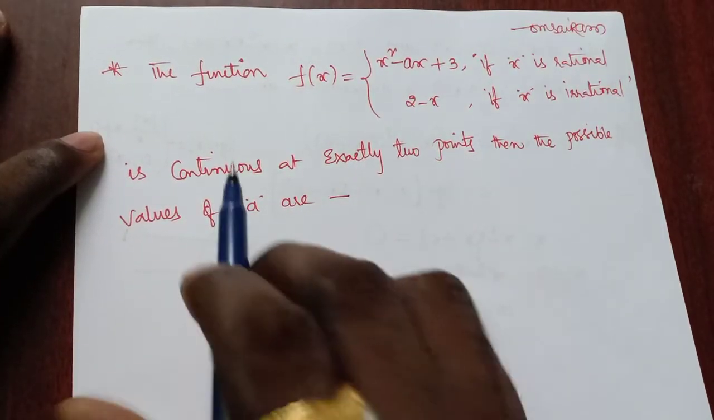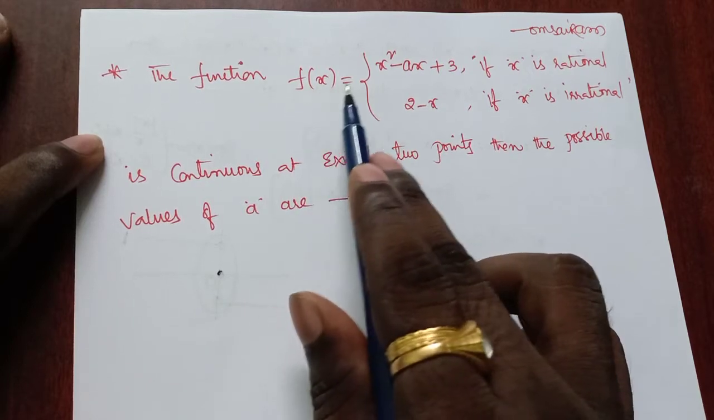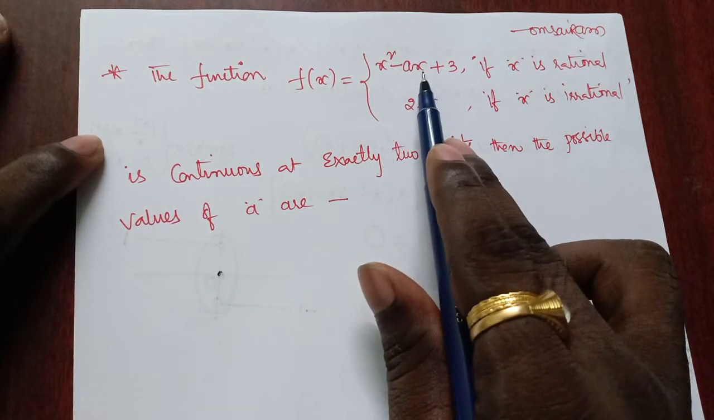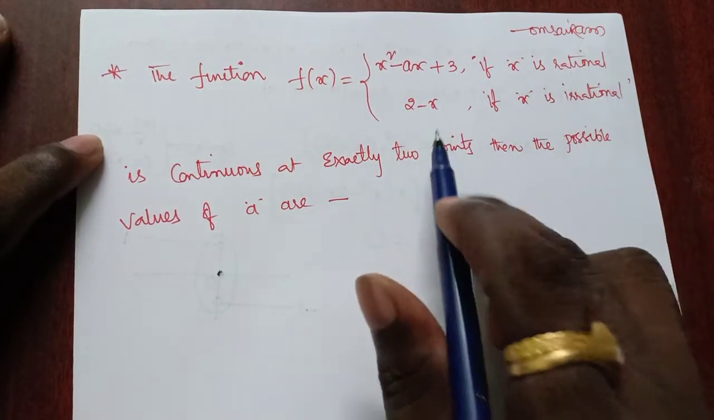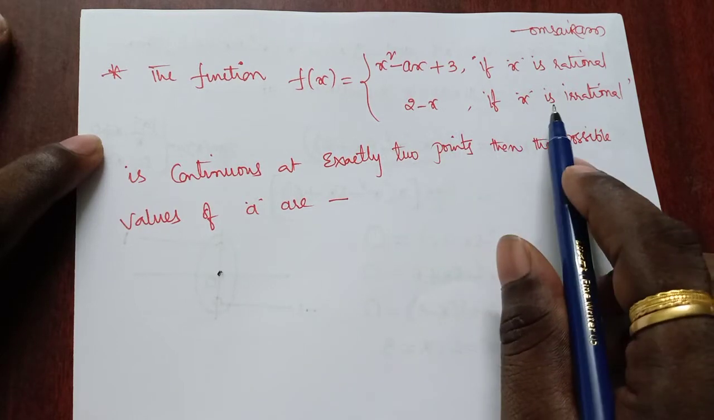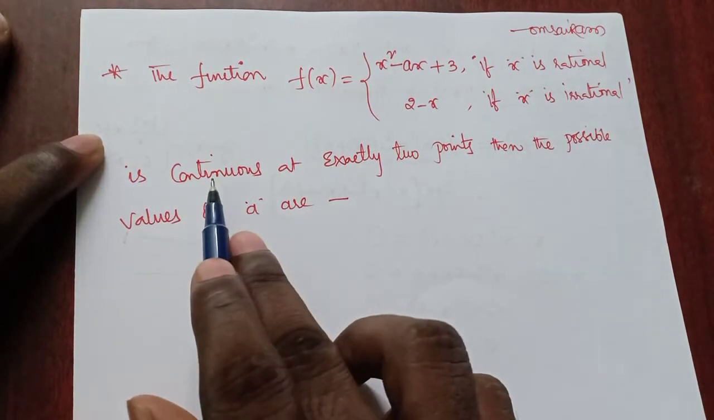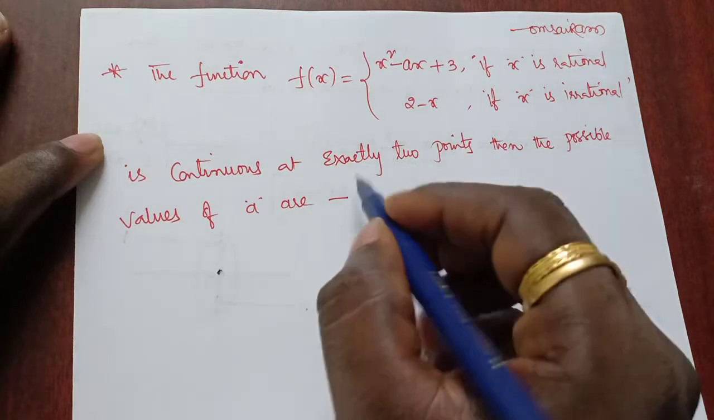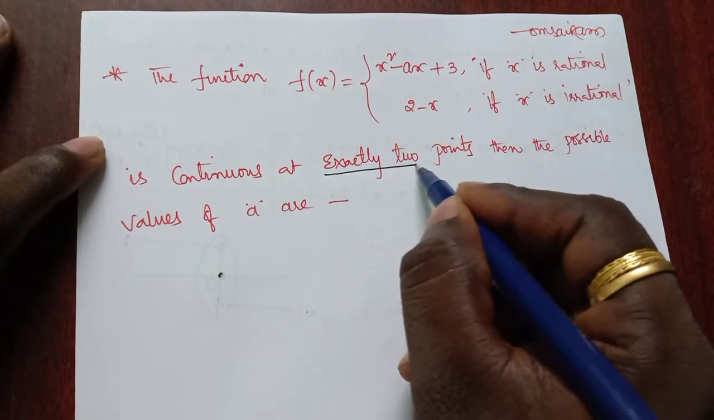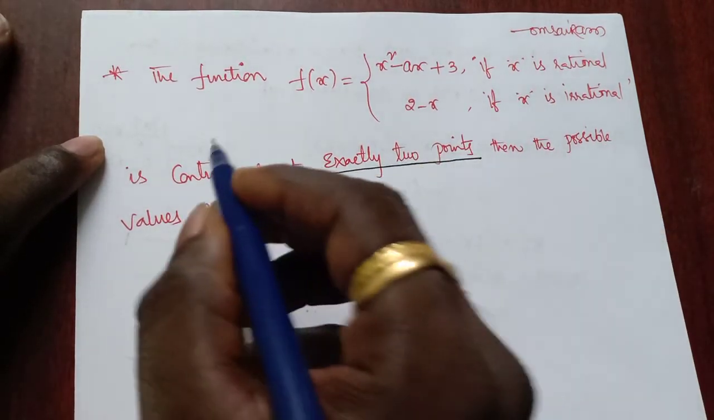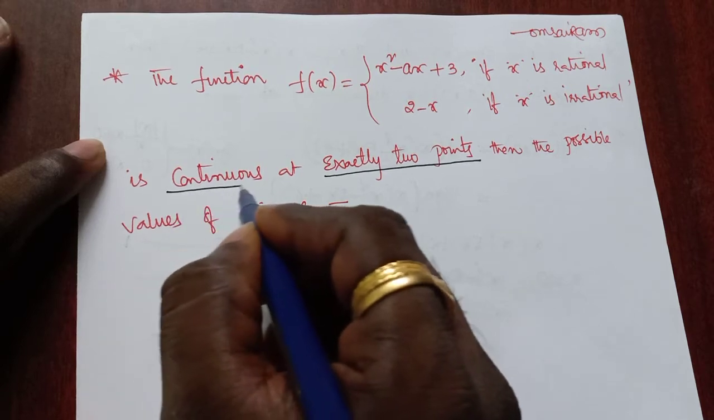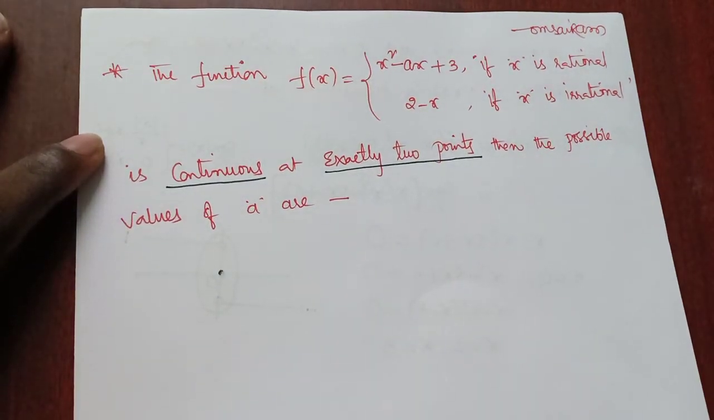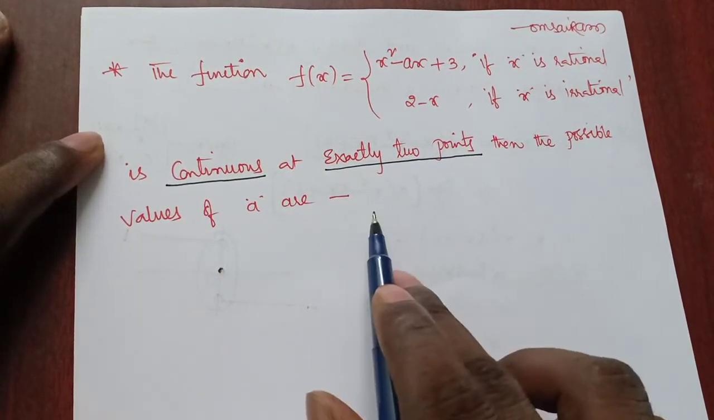Coming to the next problem. The function f of x equal to x square minus ax plus 3 if x is rational, 2 minus x if x is irrational, is continuous at exactly 2 points. Clearly given that it is continuous at exactly 2 points. Then the possible values of a are?